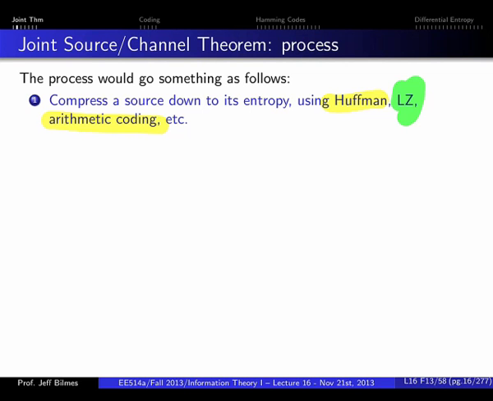And Lempel-Ziv is an amazing algorithm. The proof that it is universal, meaning that it compresses down to the entropy without explicitly using the distribution in any sense, is also an amazing proof. I mean, it's very surprising that you can do that.